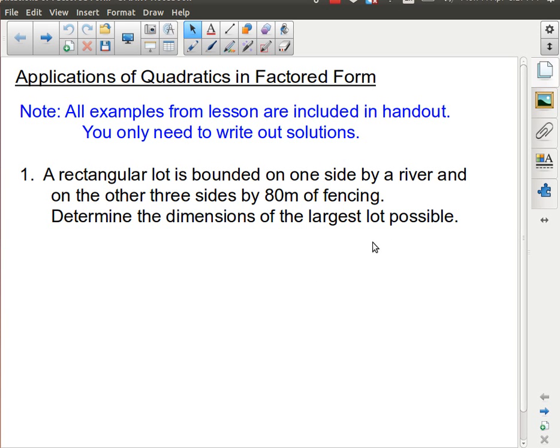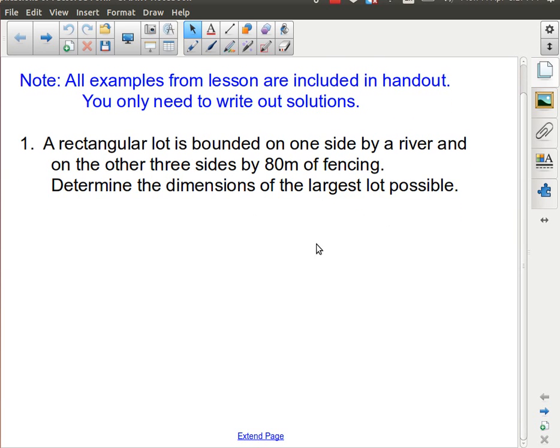For this lesson, we're going to be taking a look at applications of quadratics in factored form. We've already looked at quadratics in factored form quite a bit. We've looked at the skills required to switch from standard form to factored form, and we've looked at the idea of zeros from factored form and what you can get from that. We're going to be extending that here today. So let's jump right in and take a look at our first example.